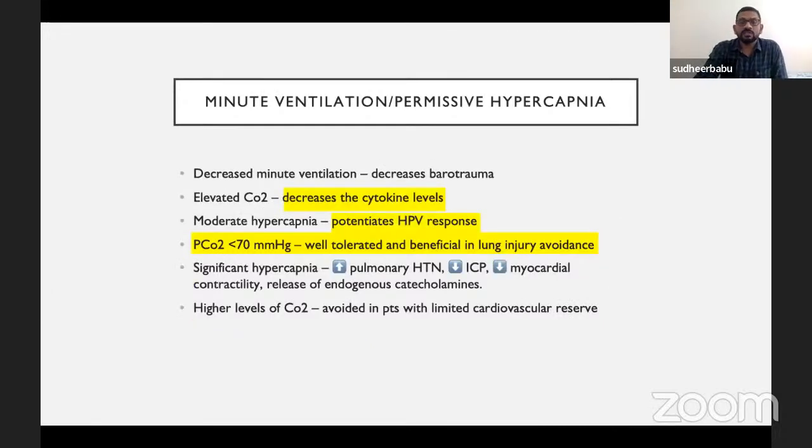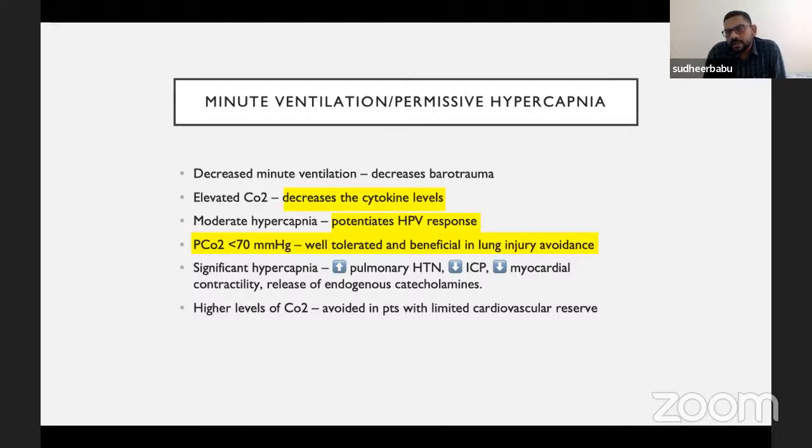Okay, we are running out of time, actually short of time. Another thing is, how much PCO2 can we accept? PCO2 of less than 60 millimeters of mercury would be acceptable. Actually, PCO2 up to less than 70 we can accept, provided the patient has proper cardiovascular reserve. Because the advantage of hypercapnia is that it decreases the cytokine levels and decreases the lung injury inflammatory response. And hypercapnia itself also increases your HPV response, the hypoxic pulmonary vasoconstriction response.